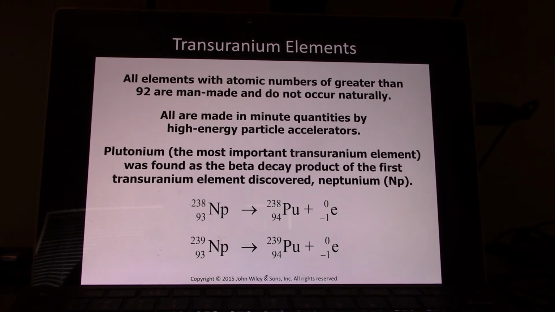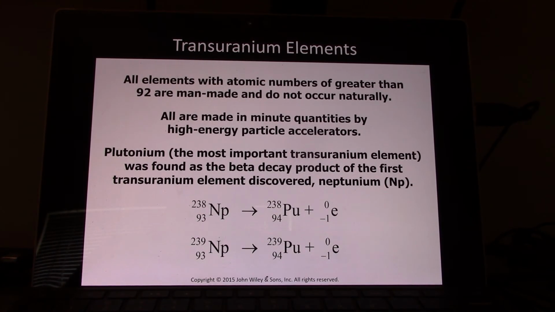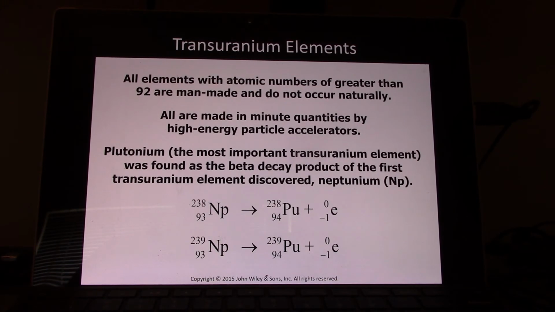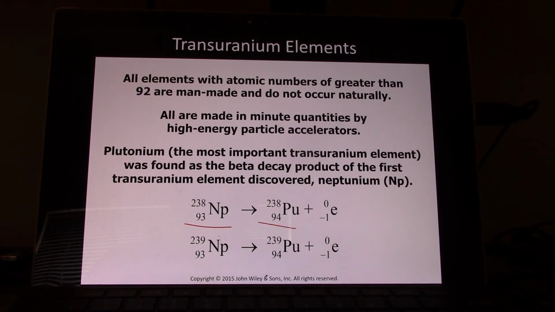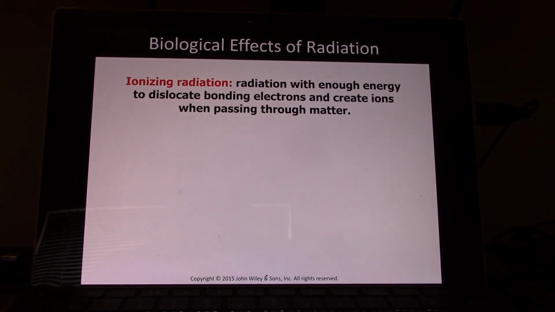And here we see the production of plutonium. So plutonium, which is the most important transuranium element because it's also used in fission-related things, was found to form from neptunium. So after uranium, 92, they found neptunium, which is 93, and plutonium, which is 94.